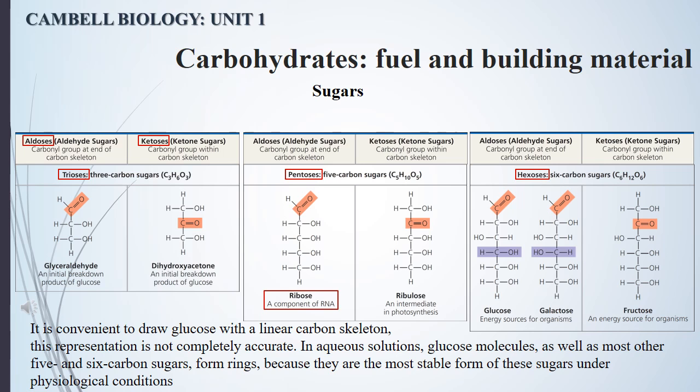Basically, aldose means the carbonyl group is at the end of the carbon skeleton at the top, as you can see denoted with the orange box. And the ketose is a molecule with the carbonyl group within the carbon skeleton.